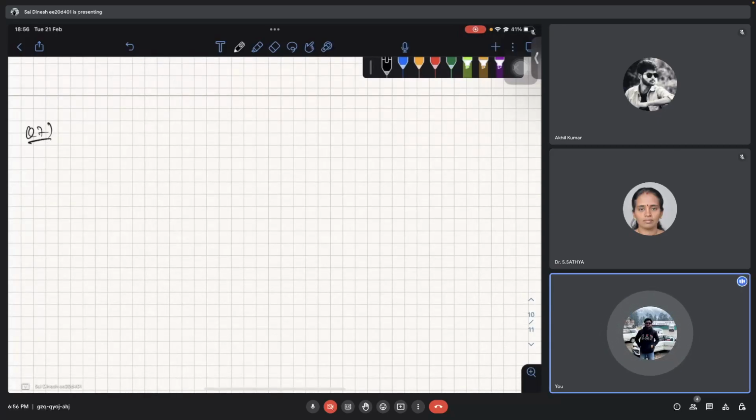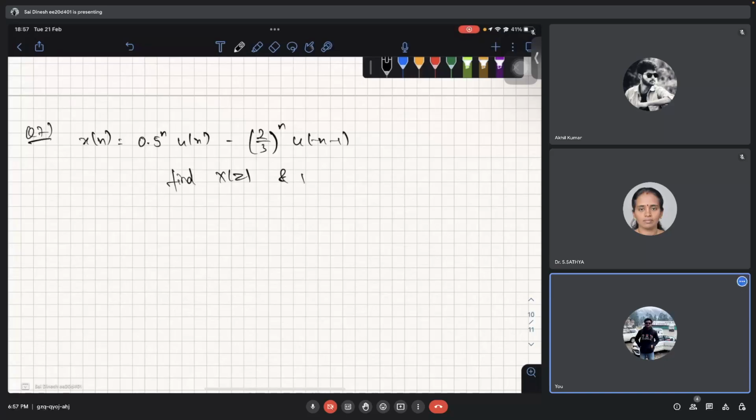Let's move on to the seventh question. In the assignment it says x of n is equal to 0.5 power n u of n minus 2 by 3 power n u of minus n minus 1. Okay, so this is the question, and we need to find the X of z and ROC, right?